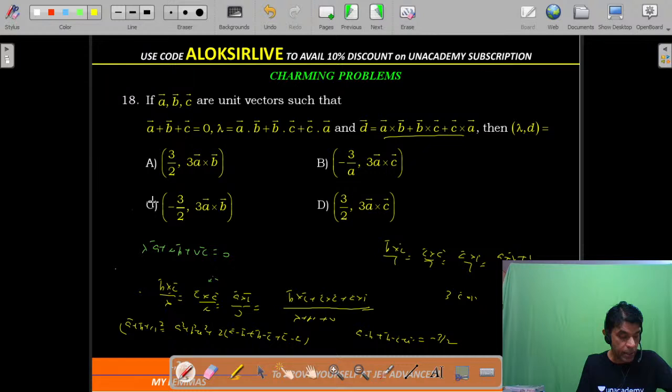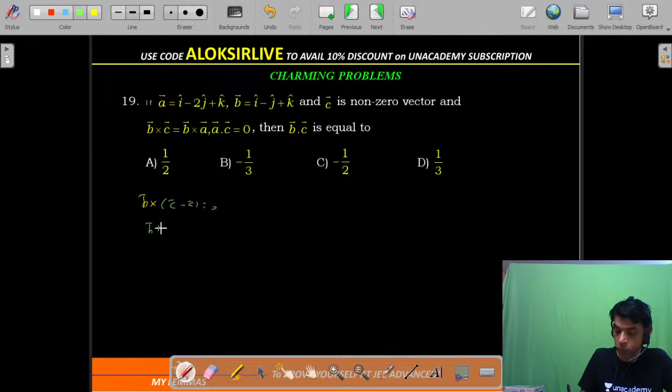Let us go to the next one. 19 is again vector equation solving. So I can write B cross C minus A equal to 0. That is, B is parallel to C minus A, or conversely, C minus A equal to lambda times B. That is your statement from here, that B cross C minus A is 0, so C minus A is parallel to B. So I can write C is A plus lambda B.